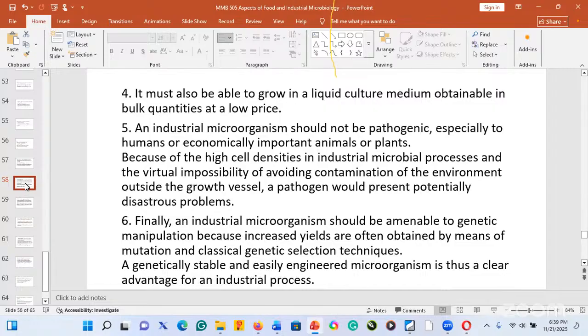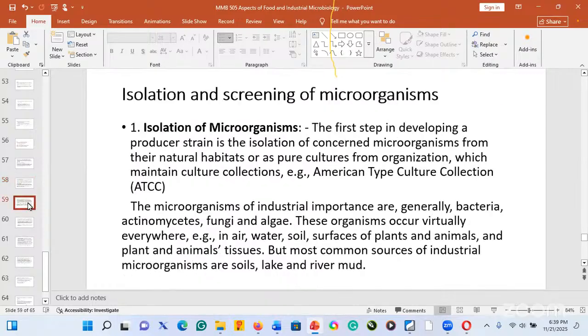And of course, number 6, the organisms that are going to be used for industrial microbiology must be amenable to genetic manipulation. There's genetic engineering that is done on the organism to make it better than it is and to give maximum use. And of course, the organism must be genetically stable.